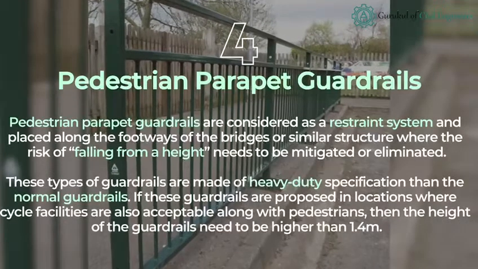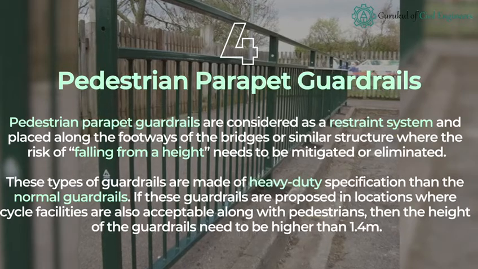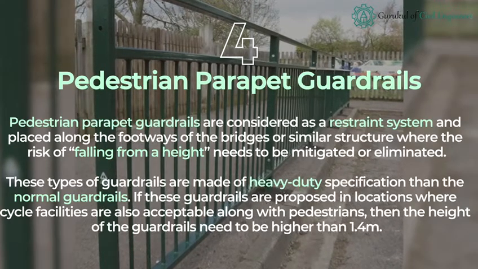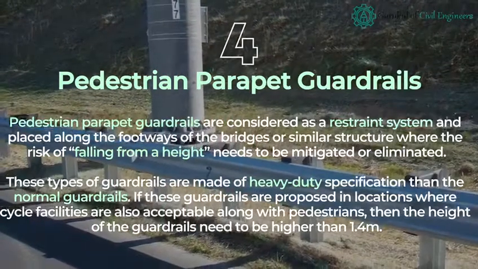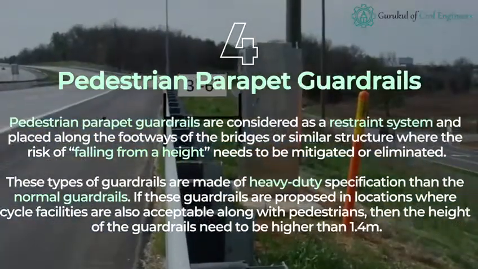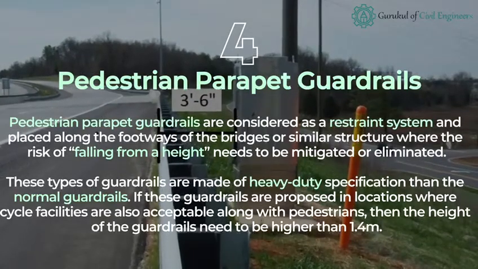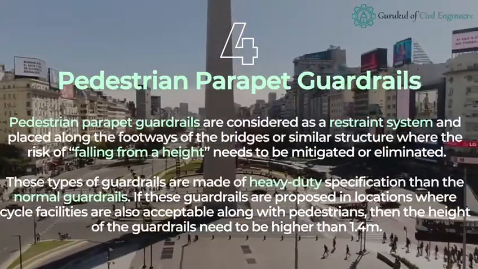Pedestrian parapet guardrails are considered as a restraint system and placed along the footways of bridges or similar structures where the risk of falling from a height needs to be mitigated or eliminated. These types of guardrails are made of heavier-duty specification than the normal guardrails. If these guardrails are proposed in locations where cycle facilities are also accommodated along with pedestrians, then the height of the guardrails needs to be higher than 1.4 meters.